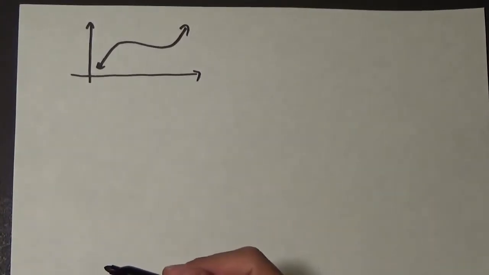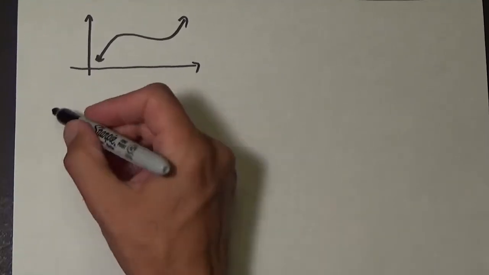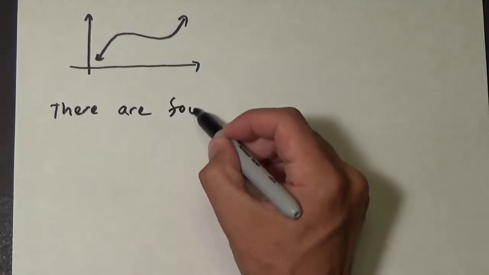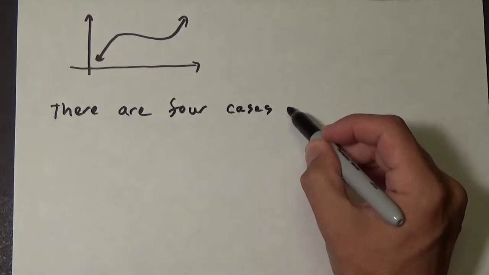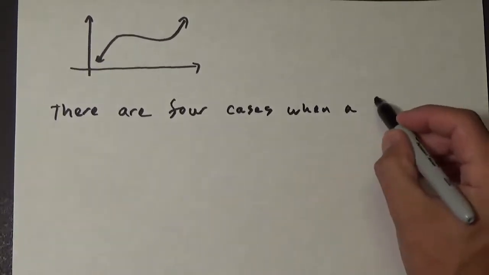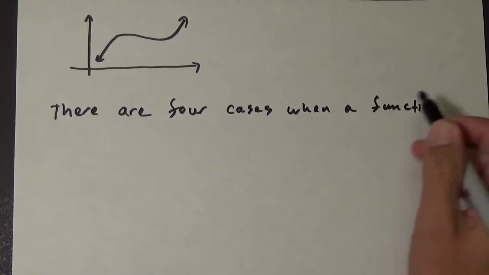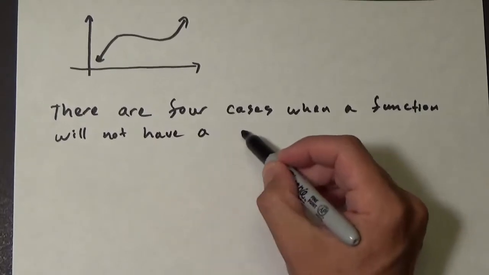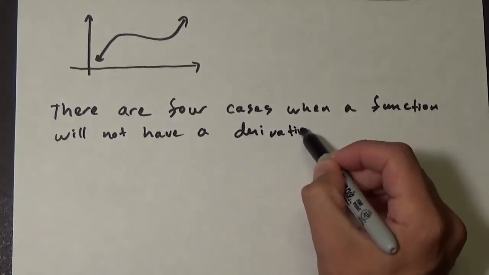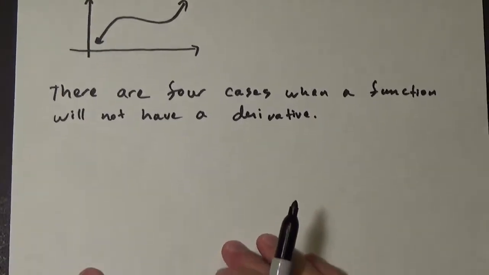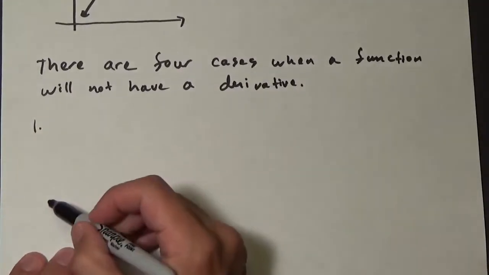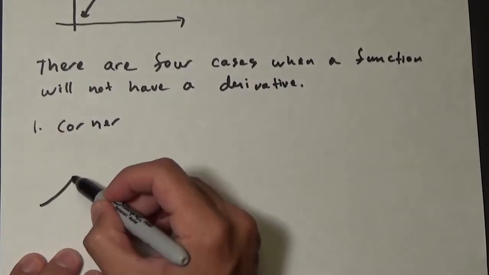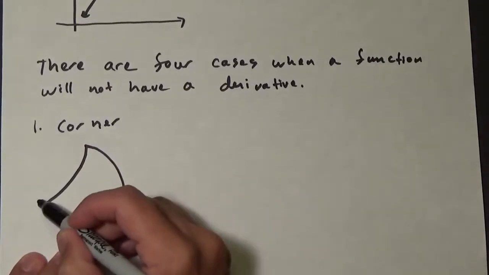Let's take a look at the 4 cases when a function will not have a derivative. So there are 4 cases when a function will not have a derivative. Okay, so case number 1 we've already looked at. It's a corner. And so that's, for example, you come in and then it just changes direction like that.